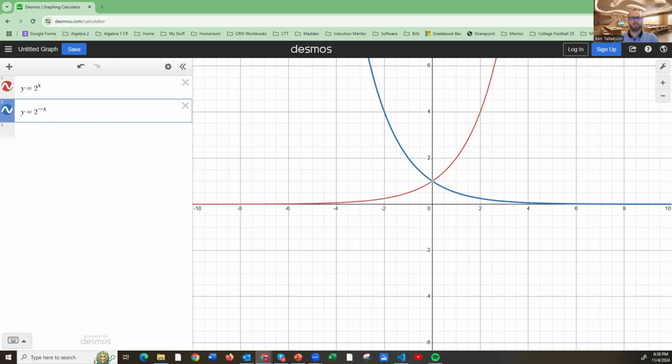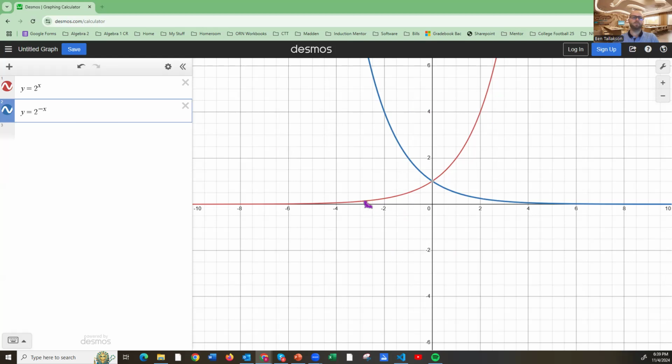Something very obvious changed, right? One looks like the mirror of the other. They're symmetrical. Where would the mirror be looking at this? Well, it'd be right on the y-axis, wouldn't it? Think of this as a mirror, and this is a reflection of the other.